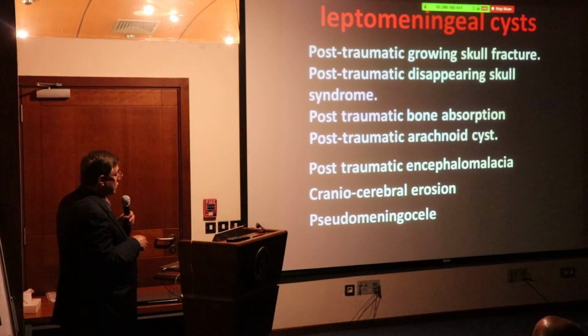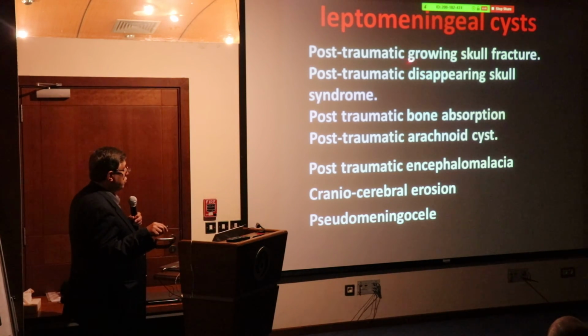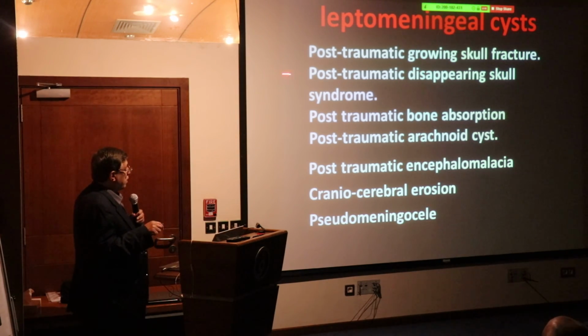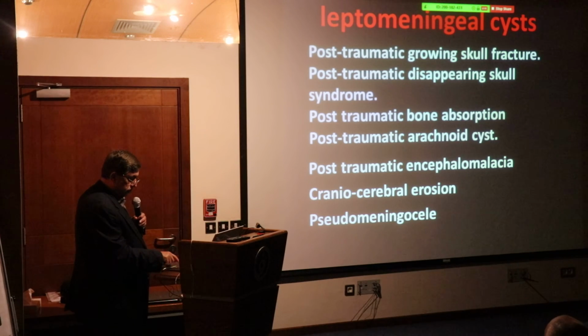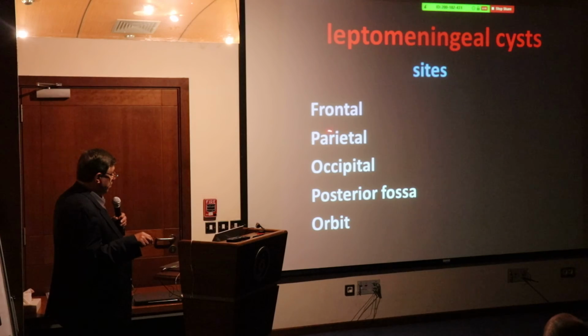So these are the different names for the leptomeningeal cysts. Post-traumatic growing skull fracture, because the edges of the fracture grow. Post-traumatic disappearing skull syndrome, the skull is disappearing. Post-traumatic bone absorption or resorption. Post-traumatic arachnoid cysts. Post-traumatic encephalomalacia. Craniocerebral erosion, pseudomeningocele: all are the same as leptomeningeal cysts. Common sites: frontal bone, parietal, occipital, posterior fossa, and orbit.